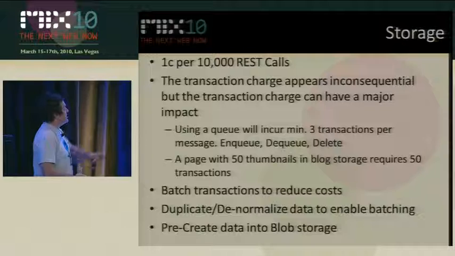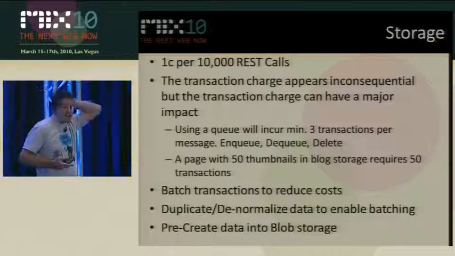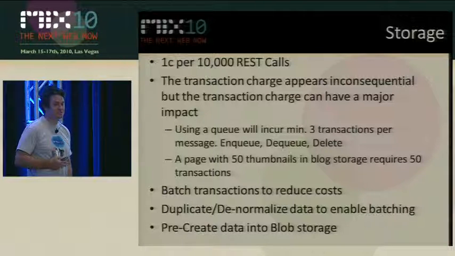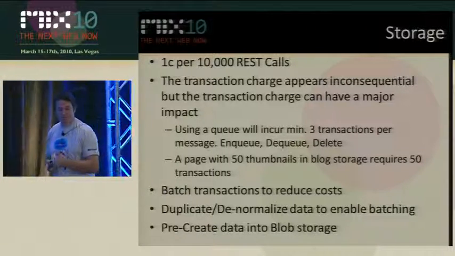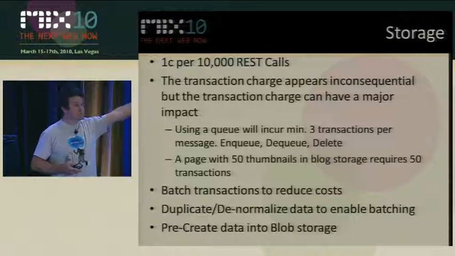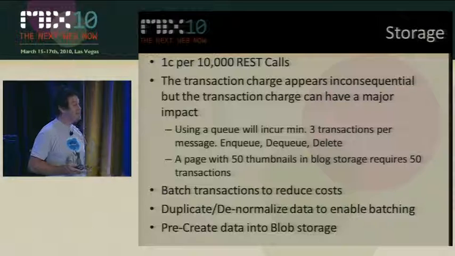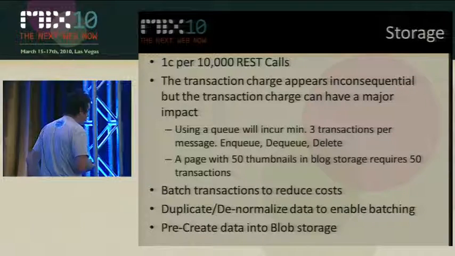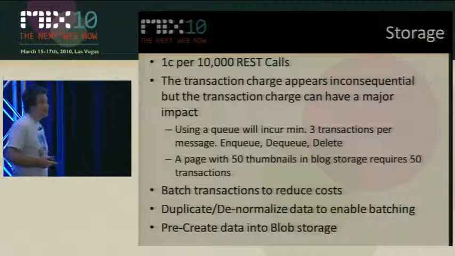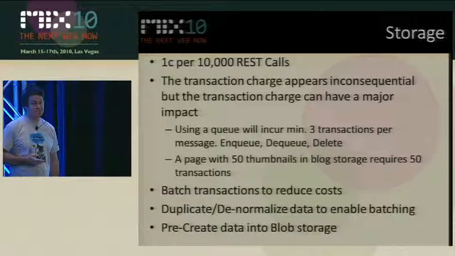So 1 cent per 10,000 REST calls. That's that transaction charge I was telling you about. It may seem totally inconsequential, but it can have a major impact. So if you think of a queue, doing a queue will incur a minimum of 3 transactions. Enqueue, dequeue, delete. A page with 50 thumbnails in blob storage, where they're being retrieved directly out of blob storage, is going to require 50 transactions.